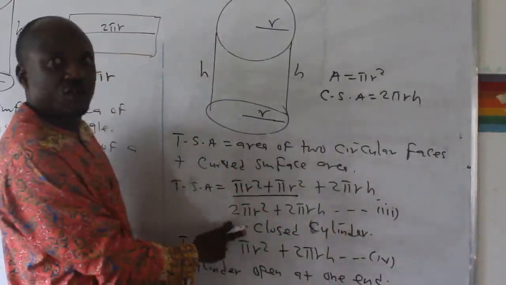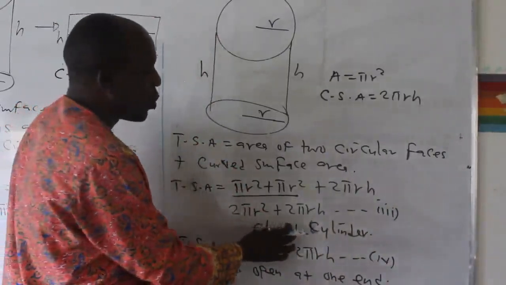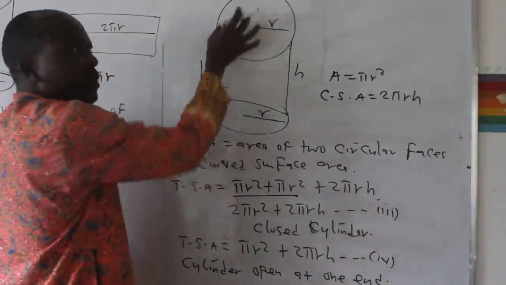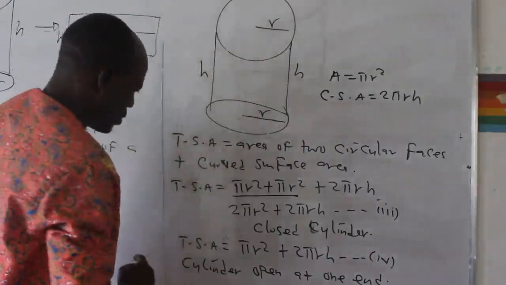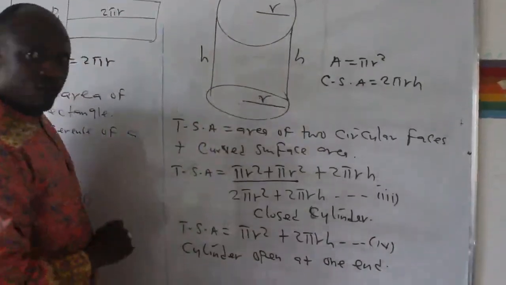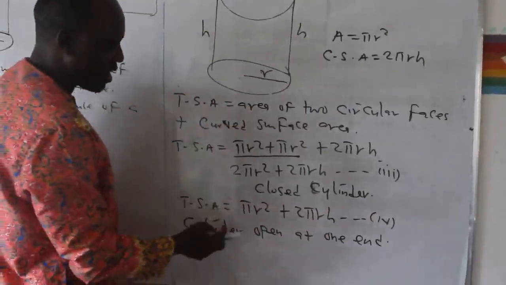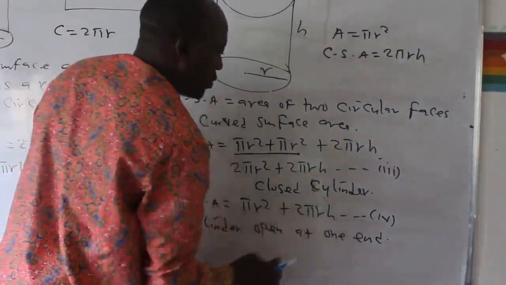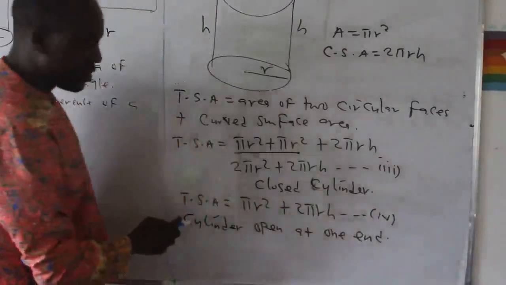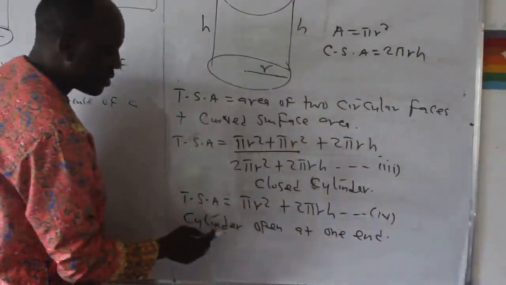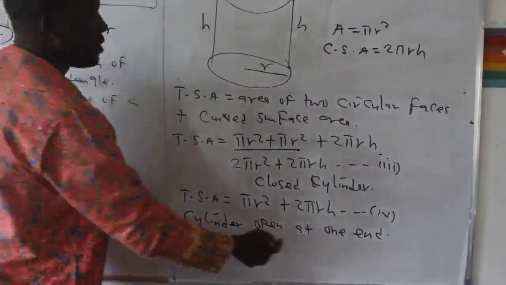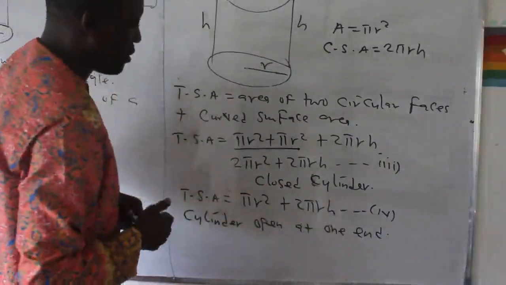In this case, there is a condition. That is for a closed cylinder, that is, both ends are closed. But we also have another formula here. The total surface area can also be given as pi r squared plus 2 pi r h. That is the fourth formula. In this case, that is a cylinder open at one end.